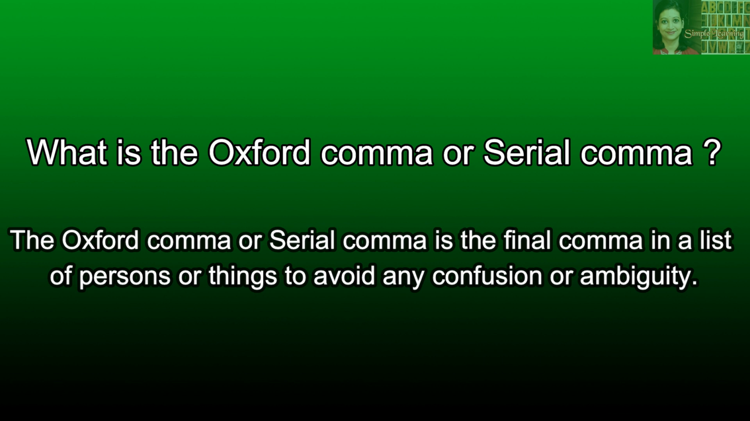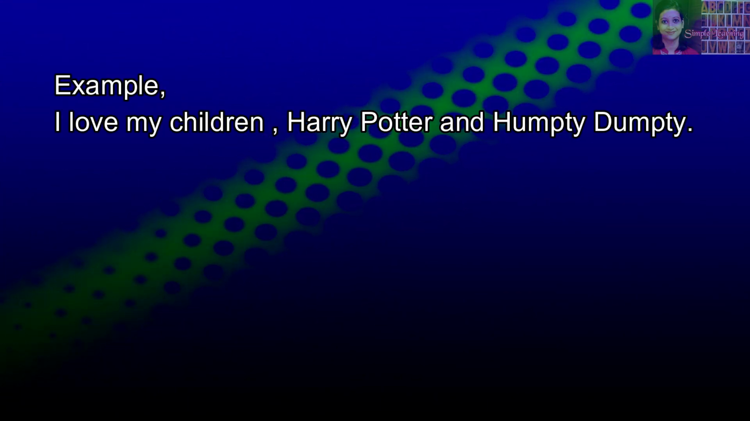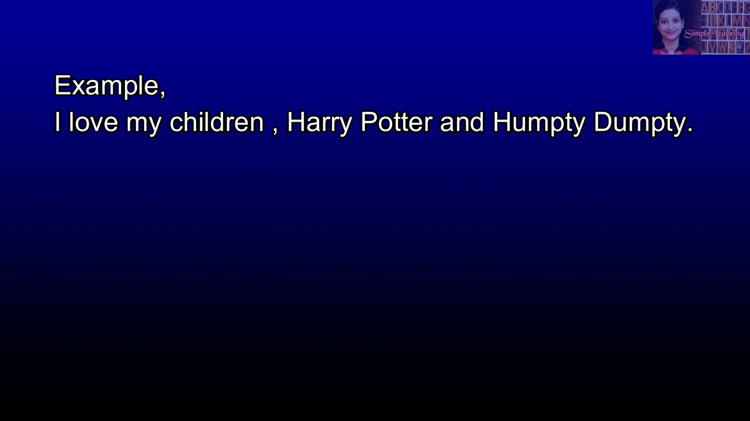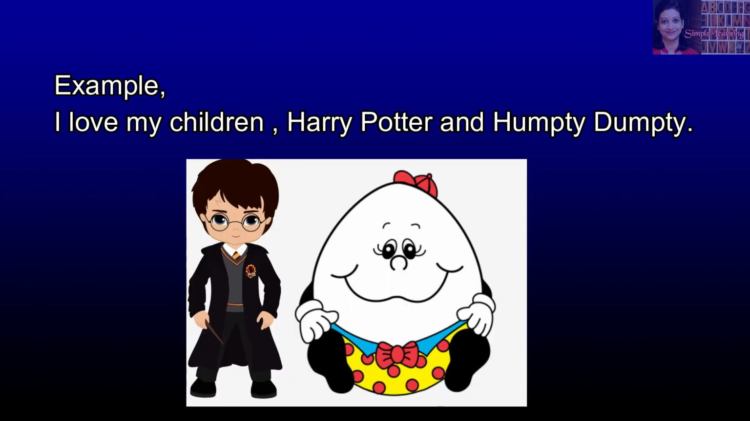For example, if I say, I love my children, Harry Potter and Humpty Dumpty. Now, if you were reading this sentence, it is not clear whether I am talking about my children and Harry Potter and Humpty Dumpty. It is written as though my children are Harry Potter and Humpty Dumpty, because without the Oxford comma, Harry Potter and Humpty Dumpty seem to be the names of my children.